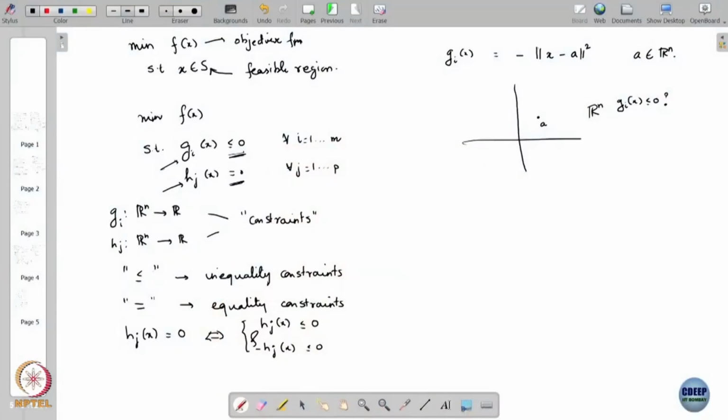So you are fixing some vector a and then looking at this as a function of x, negative of norm of x minus a the whole square. Now, g_i(x) less than or equal to 0, I want to look at this region. This is my space R^n, this is my point a in that space. So what are all the points x such that g_i(x) is less than or equal to 0? All the points, right. So this is actually the full space. Okay, so let's change this.